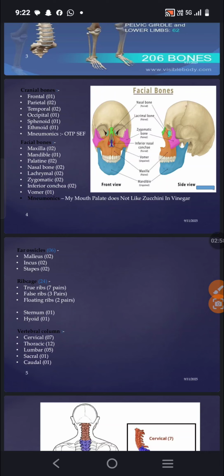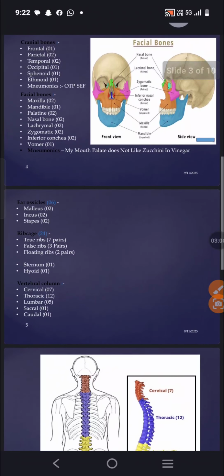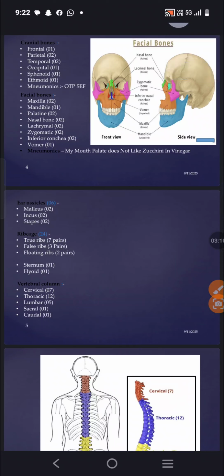Next, the rib cage. The rib cage consists of 12 pairs of bones. Its divisions are as follows. The first 1 to 7 bones are true ribs. The next 8, 9 and 10 bones are called false ribs, and the next 11 and 12 are called floating ribs.